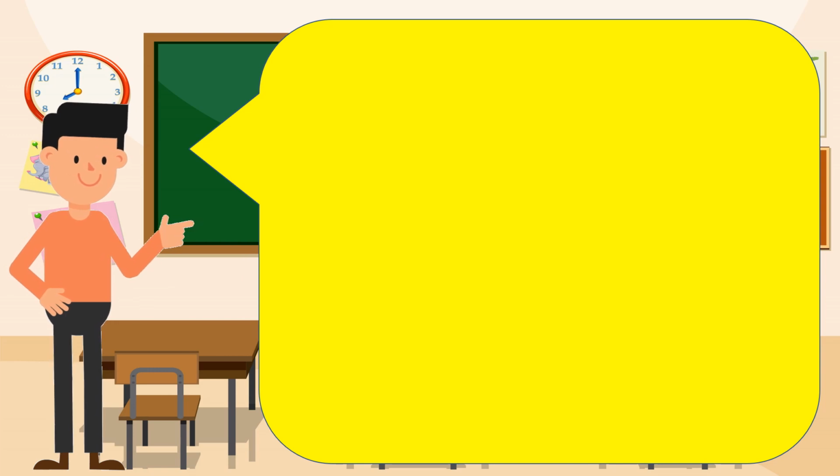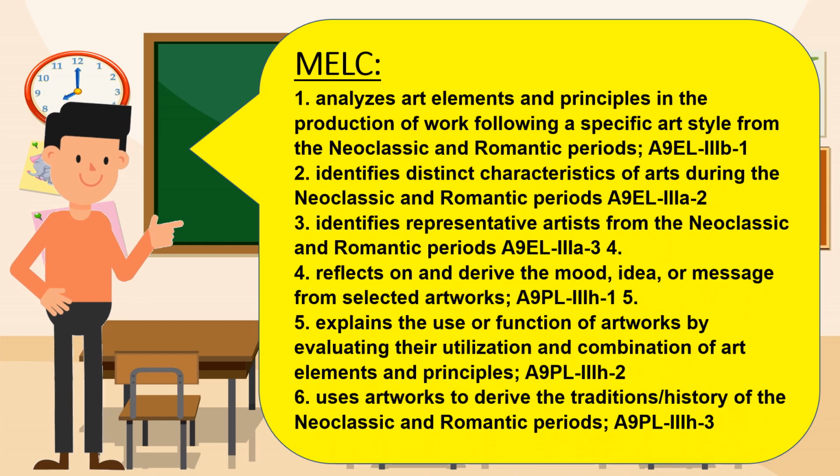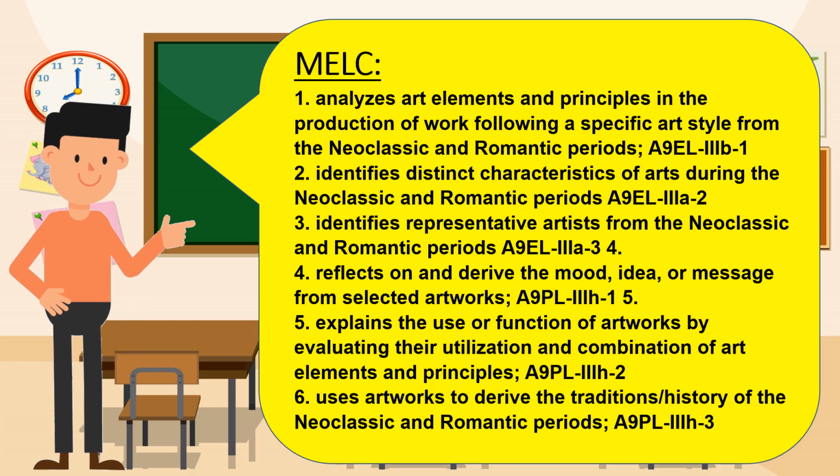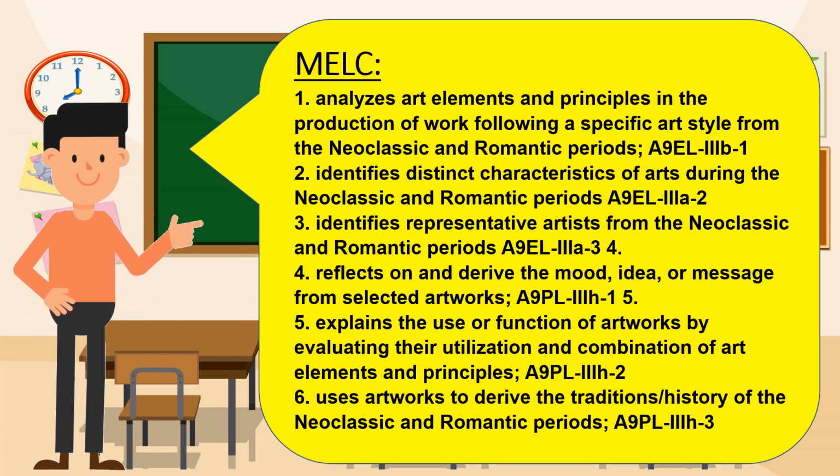So to start with, let us have our most essential learning competencies. Number one, analyzes art elements and principles in the production of work following a specific art style from the neoclassic and romantic periods. Number two, identifies distinct characteristics of art during the neoclassic and romantic periods. Number three, identifies representative artists from the neoclassic and romantic periods.